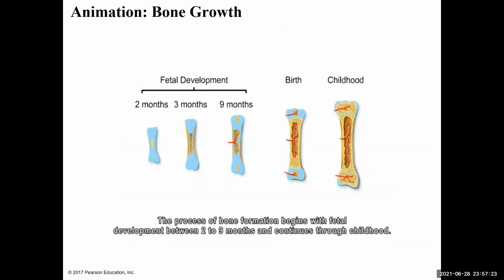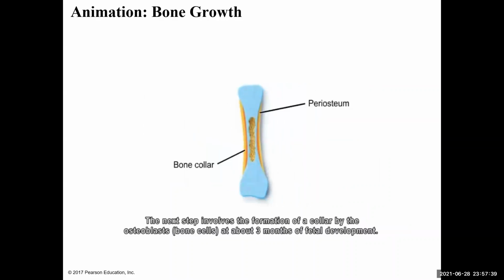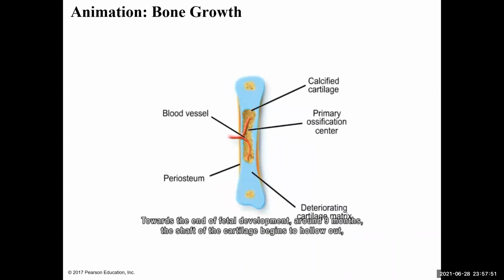The process of bone formation begins with fetal development between 2 to 9 months and continues through childhood. Beginning at 2 months of fetal development, the first step involves the formation of a cartilaginous model of the future bone. The next step involves the formation of a collar by the osteoblasts, bone cells, at about 3 months of fetal development. Towards the end of fetal development, around 9 months, the shaft of the cartilage begins to hollow out, blood vessels infiltrate, and spongy bone tissue fills in and expands the region of bone growth.